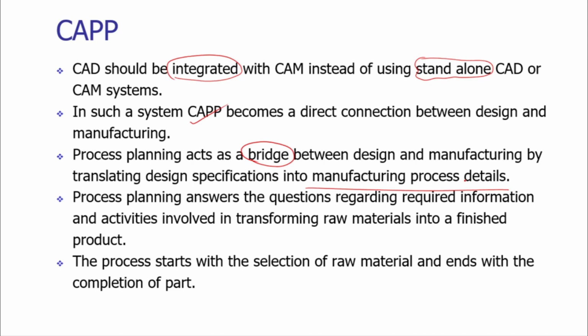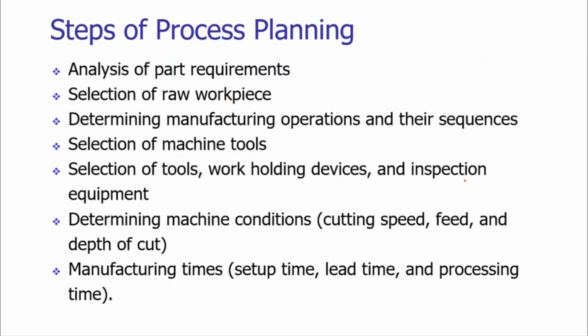The process plans are important and they should answer the questions regarding the various information needed at the shop floor: about the process, about the tooling, about the process parameters, their values, and the sequence. There are various steps of process planning. The first step is to analyze the part requirements and then select the raw material. The raw workpiece is to be selected.